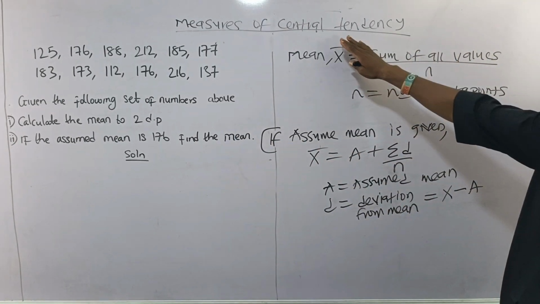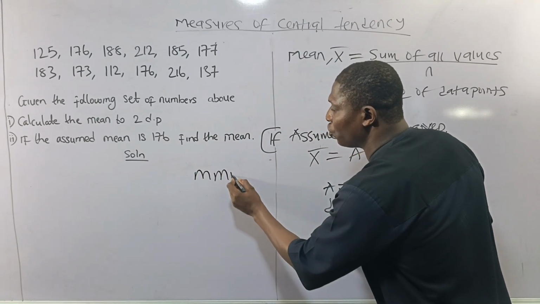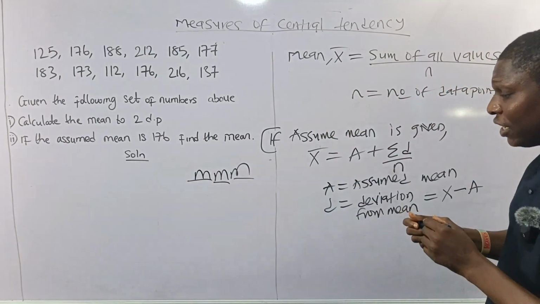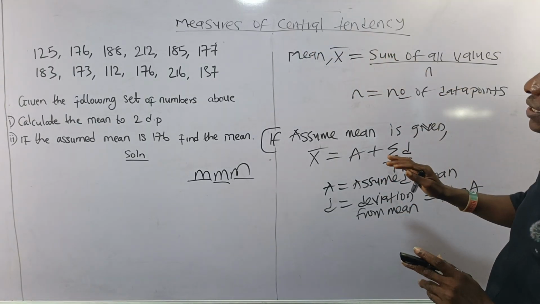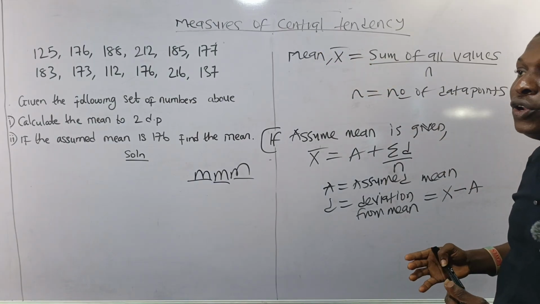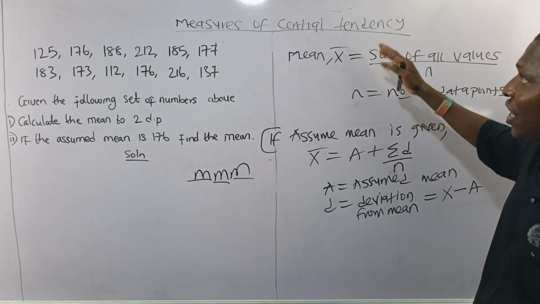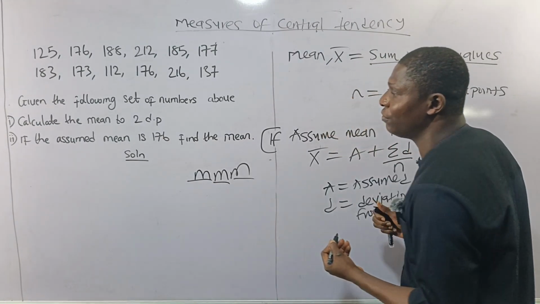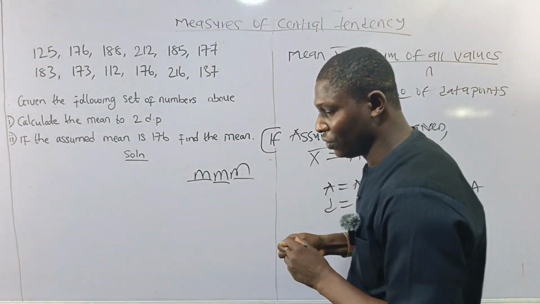But remember, when we talk about measures of central tendency, you can use MMM to remember it: mean, median, and mode. Please take note, range is not a measure of central tendency. Range should be a measure of dispersion. Range, variance, and standard deviation are measures of dispersion, not central tendency. The measures of central tendency are the mean, the median, and the mode.